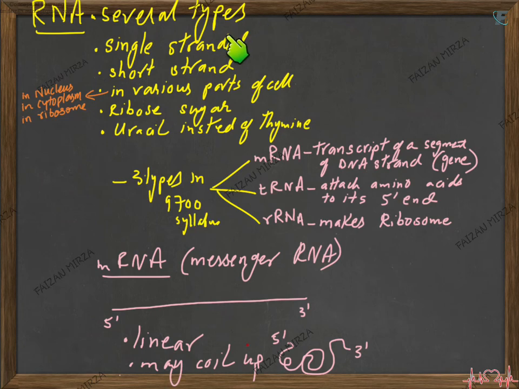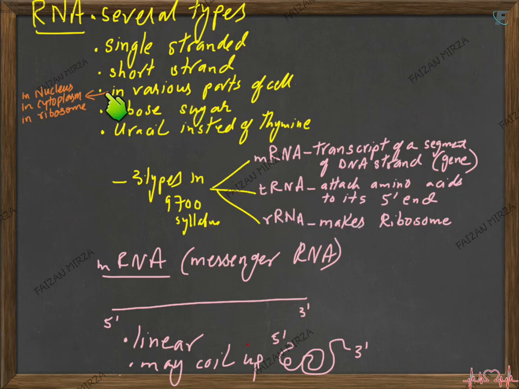There are RNAs of several types, and they are all single-stranded. Mostly they are short structures. In our part of the syllabus, we just have to study three types of RNA: mRNA, tRNA, and rRNA. mRNA is the transcript of a segment of DNA, a strand with a gene. This is messenger RNA. tRNA is also a transcript, but it basically brings the amino acid to the polypeptide chain. The amino acids are attached to the 3' end of the tRNA, and rRNA is the ribosomal RNA that makes the ribosomes.